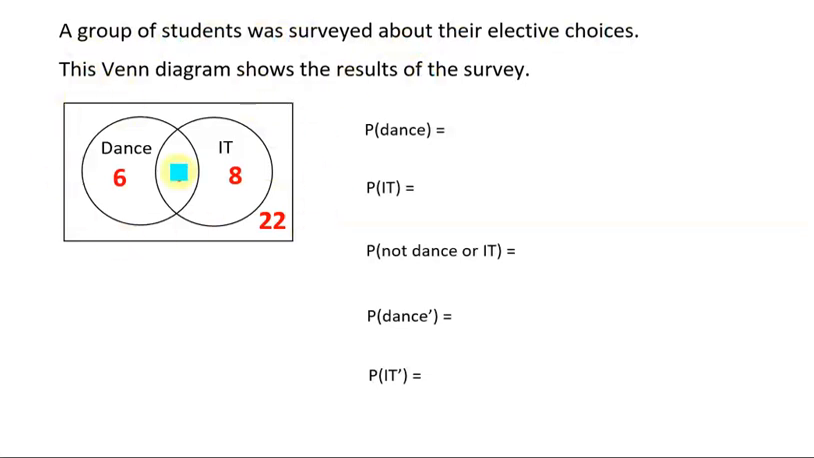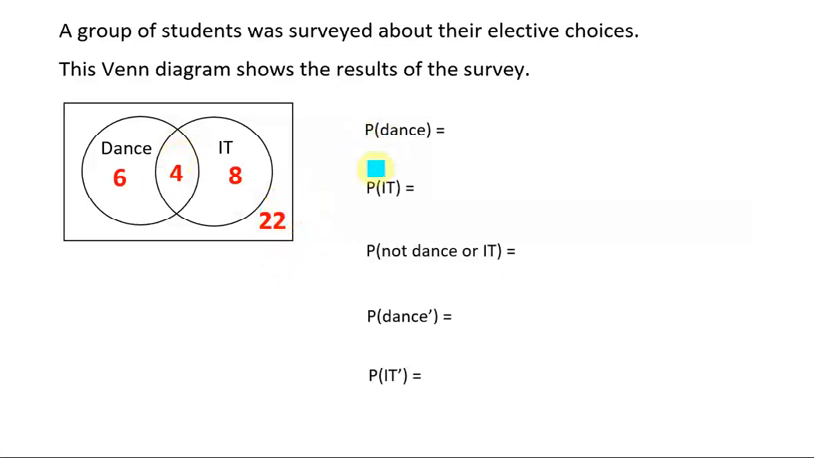So a quick recap. All of the numbers in the dance bubble represent students doing dance. All of the numbers in the IT bubble represent students doing IT. And the numbers in the overlap section where they cross over represent students doing dance and IT. Those on the outside are students not doing dance or IT.